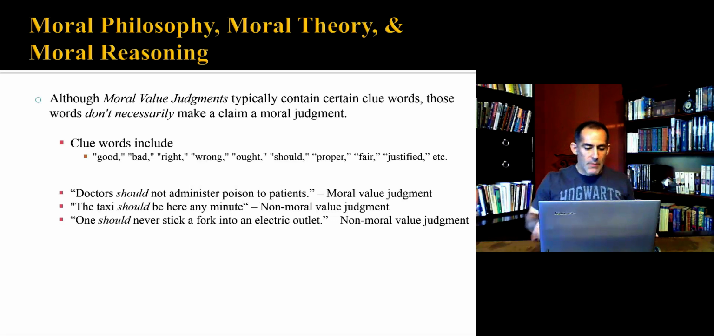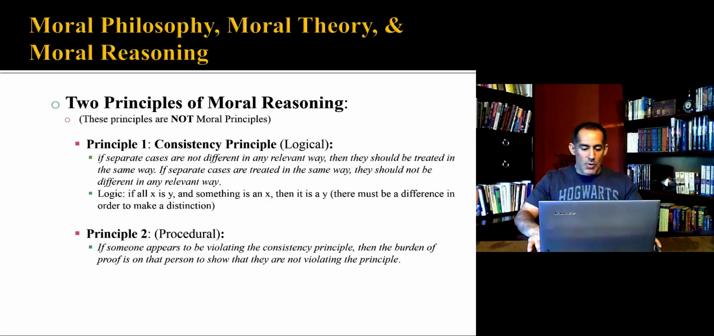Clue words, I'll let you read through this, things that you're going to look for to pick up whether they're dealing with a moral value judgment, and those don't always work. You know, we see should, ought, wrong, right, etc. But there are, again, those words that could be used in cases where you're not dealing with a moral value judgment, such as the taxi should be here any minute. That's not a moral value judgment, as opposed to doctors should not administer poison to their patients. That is a moral value judgment. The word should shows up in both sentences, but be careful not to assume that something is a moral value judgment.